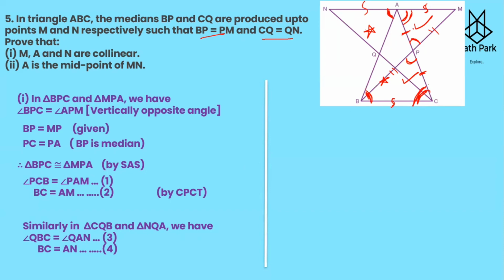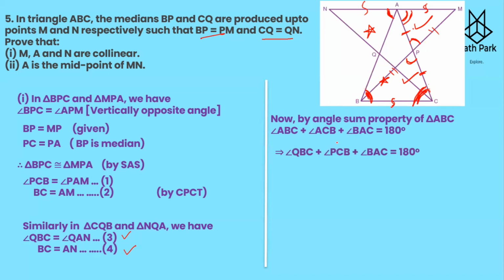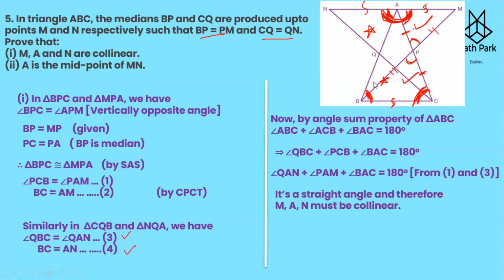And therefore, you get angle QBC is equal to angle QAN. Let that be equation number 3. And you have BC is equal to AN, equation number 4. Now, let us use the angle sum property of triangle ABC. In triangle ABC, you have angle ABC plus angle ACB plus angle BAC is equal to 180 degrees. From equations 1 and 3, let us replace these angles. ABC is nothing but QBC and ACB is nothing but PCB. So we get QAN plus PAM plus BAC. These all three angles add up to 180 degrees. And since this is a straight angle, we can say that M, A, N are collinear.